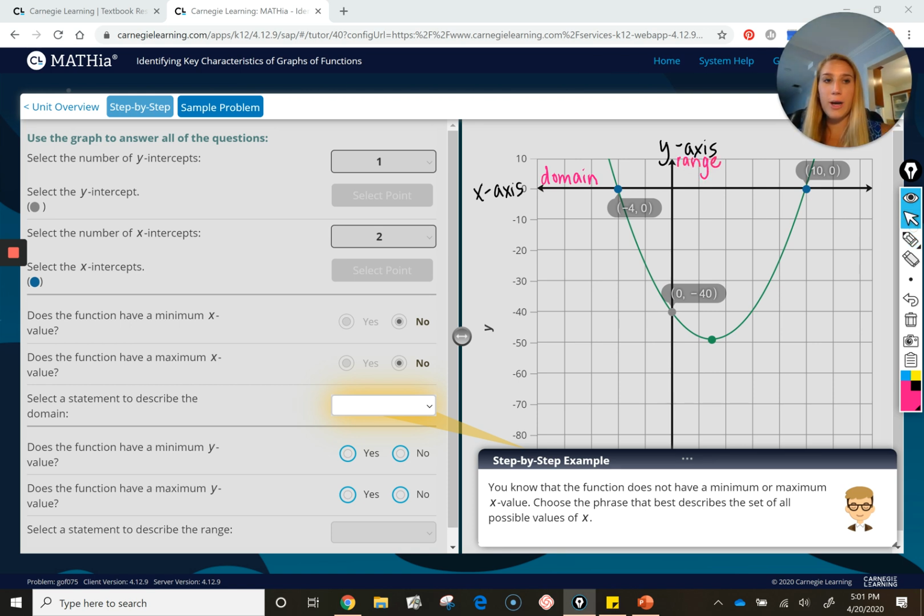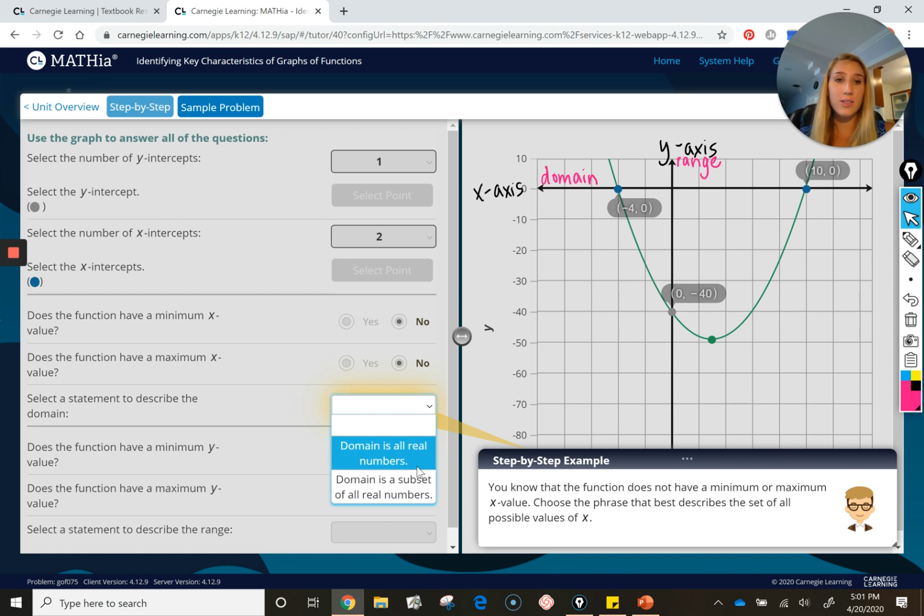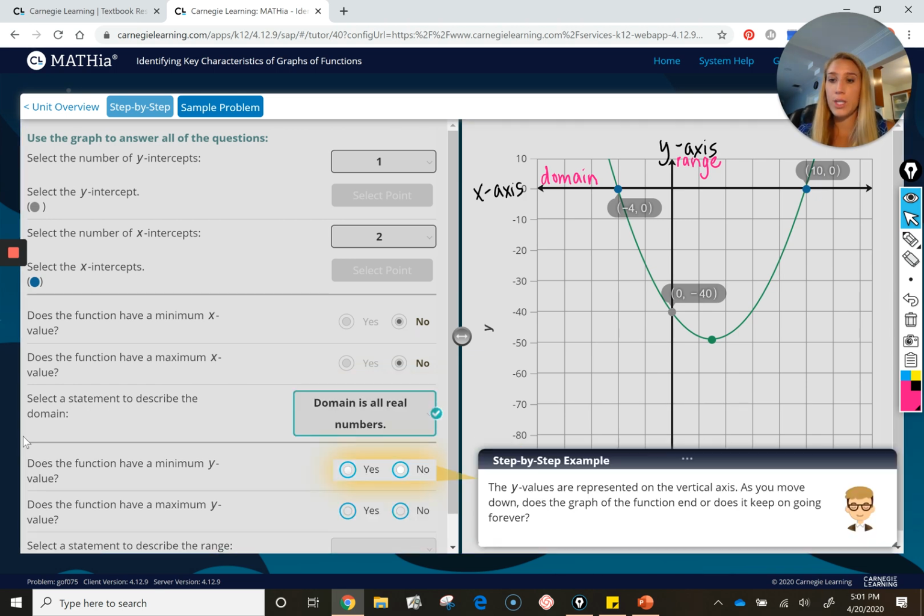So when I'm thinking about my domain, we know that the function has no minimum or maximum x value. This is the phrase that best describes the set of all possible x values. So in this dropdown, my domain is all real numbers, not a subset or part of those real numbers. It's all of them, from negative infinity to positive infinity.